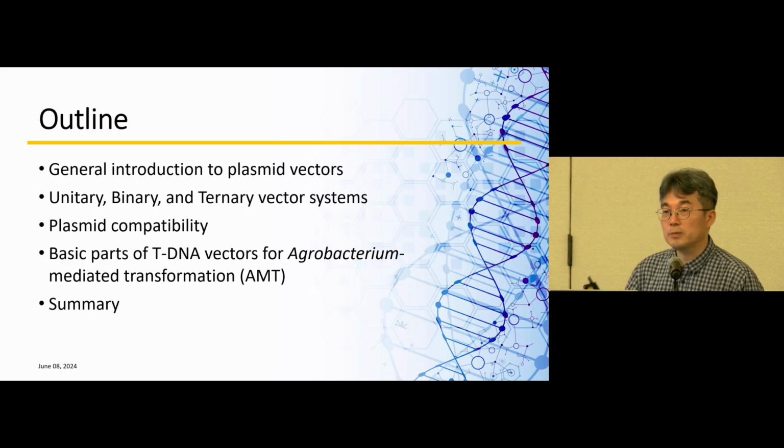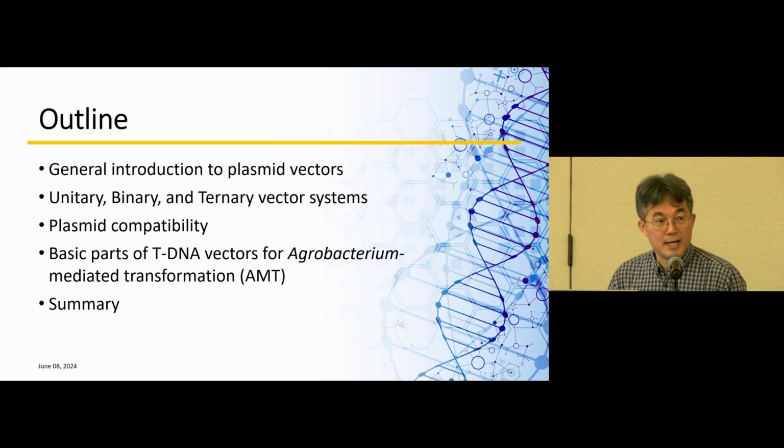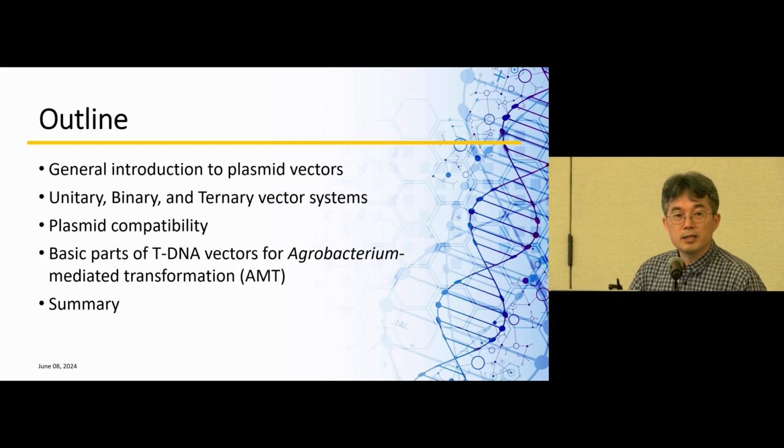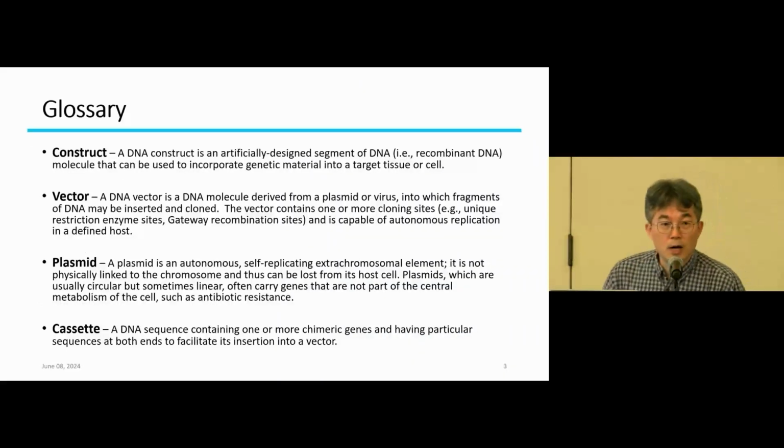Because when we use multiple plasmids in the same Agrobacterium strain, they must stably coexist, right? So the compatibility issue becomes very important. If you don't understand how plasmids work or how the construct needs to be prepared, then there can be conflicts or incompatibility issues that can ruin your entire experiment. So to be consistent, I want to bring this up.